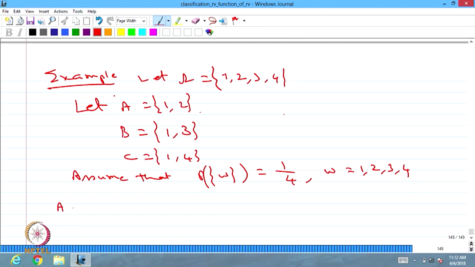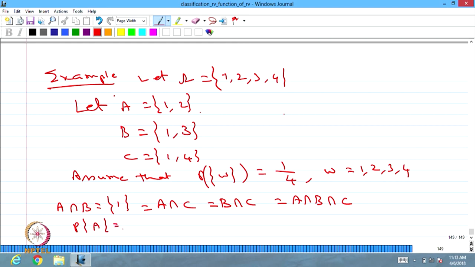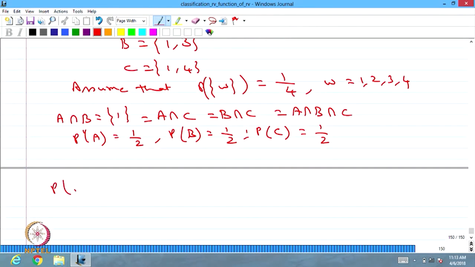Let's find A intersection B. That is nothing but the singleton 1. Similarly, A intersection C is also the singleton 1. B intersection C is also the singleton 1. A intersection B intersection C is also the singleton 1. Whereas, P of A is 2 by 4, that is 1 by 2, P of B is also 2 by 4, that is 1 by 2, and P of C is also 2 by 4, that is 1 by 2. Now, P of A intersection B is going to be 1 by 4.